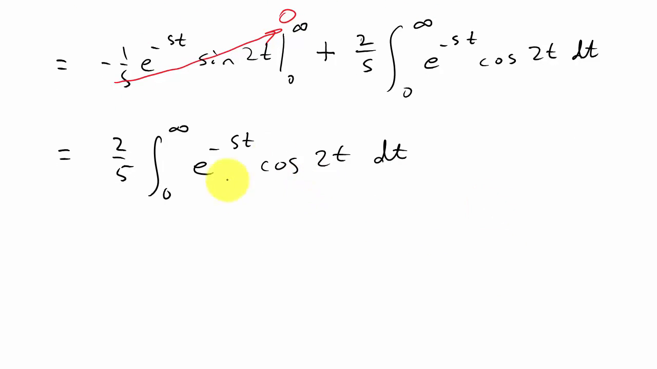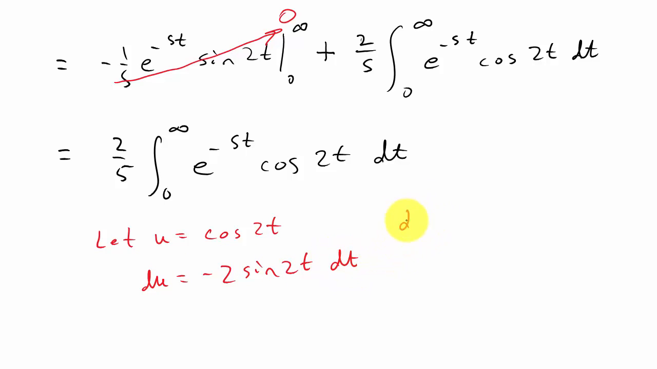Now we integrate this. Well, we'll use integration by parts again. So I'm going to let u equal, well, that's going to be cosine 2t, so du is equal to negative 2 sine 2t dt. And then dv, I'm going to let that be e to the negative st dt, so v is negative 1 over s e to the negative st.